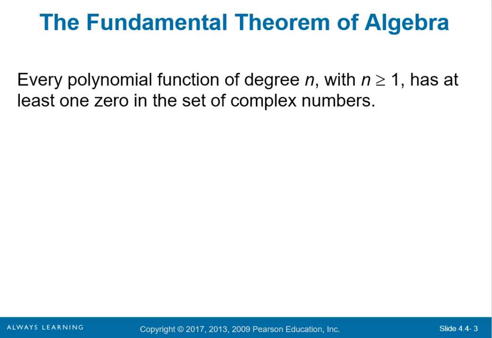We're going to start with the fundamental theorem of algebra. Basically what that boils down to is that every polynomial function that has a degree equal to or greater than 1 has at least one zero in the set of complex numbers. Now, that doesn't mean there has to be a real number, but there does have to be a complex number. All right, we're going to talk about how we can find out how many real numbers there are towards the end of this lesson.